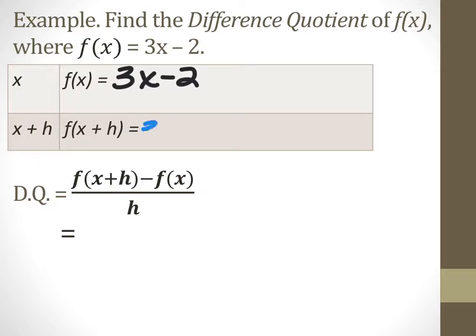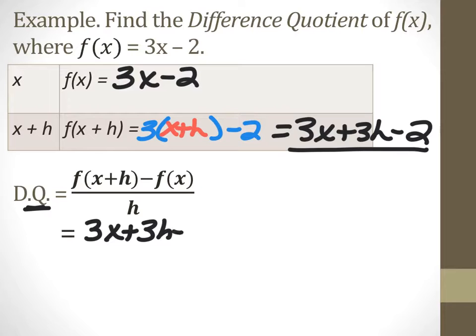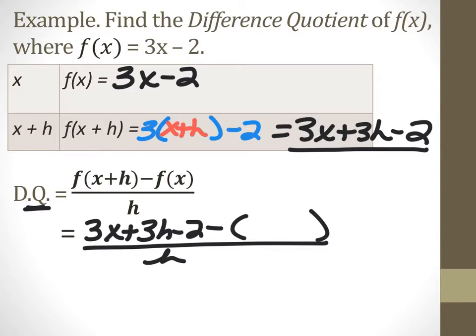So let's do that. We're going to get 3 times, and we're going to put our x plus h in there. And that's going to give us, distribute, 3x plus 3h minus 2. This whole thing is f of x plus h. So let's substitute it into our difference quotient. We get f of x plus h is 3x plus 3h minus 2. We're going to subtract our original function, and our original function is 3x minus 2.